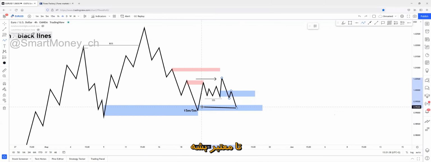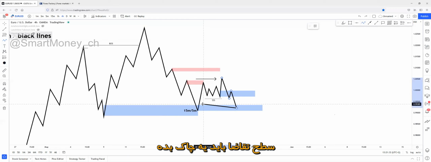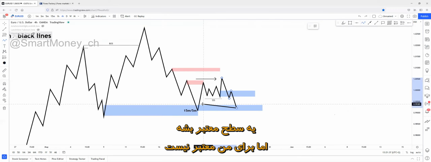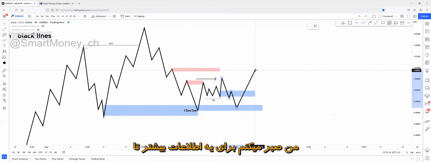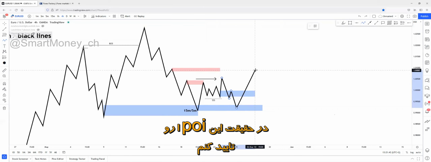Demand has to take a supply out in order to become a valid demand. Demand has to change character, break something, flip something to become a valid demand zone. So for me, this isn't a valid demand zone, and I'm just waiting for simple confirmation to actually confirm this POI.